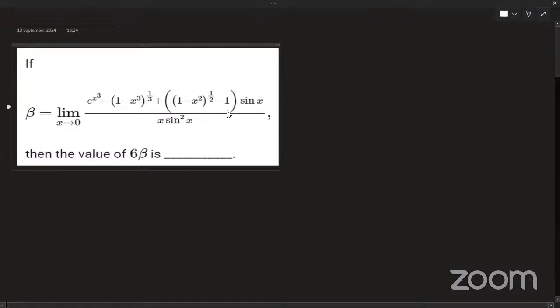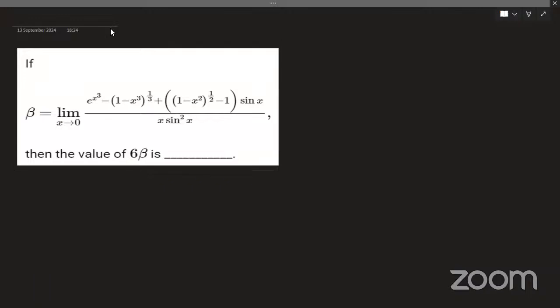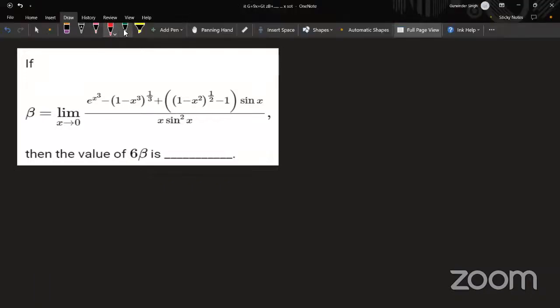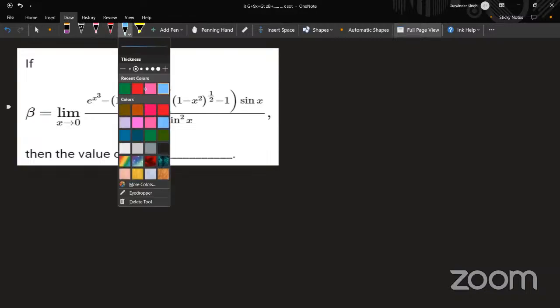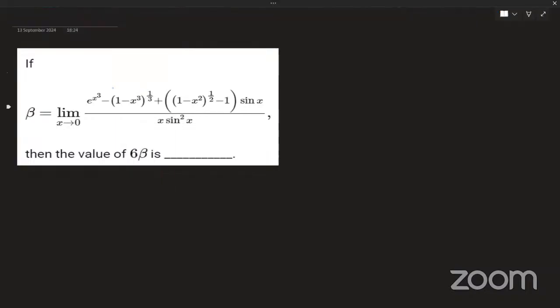Is the question visible, everyone? Yes, sir. Okay, great. So you have got e raised to x cube. First of all, I guess many of you would not know how to differentiate e raised to x cube. Minus 1 minus x cube raised to 1 by 3 plus this thing into sine x, divided by x into sine square x.